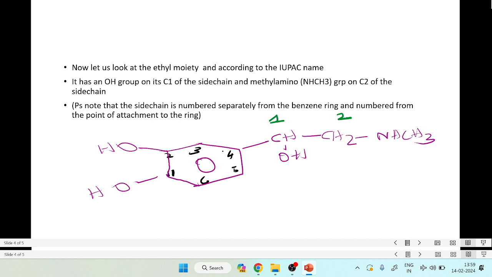Now notice that you have to number the side chain from the point of attachment. Okay, so now this is the full structure of adrenaline. You have the benzene-1,2-diol nucleus, you have the ethyl moiety side chain on carbon 4, and the side chain itself has on its carbon 1 a hydroxyl group, and on its carbon 2 a methylamino group. Okay, so this defines the structure, but we are not finished yet, because now we have to define the stereochemistry of the carbon 1 of the side chain, because it's a chiral carbon. It has 4 different attachments.